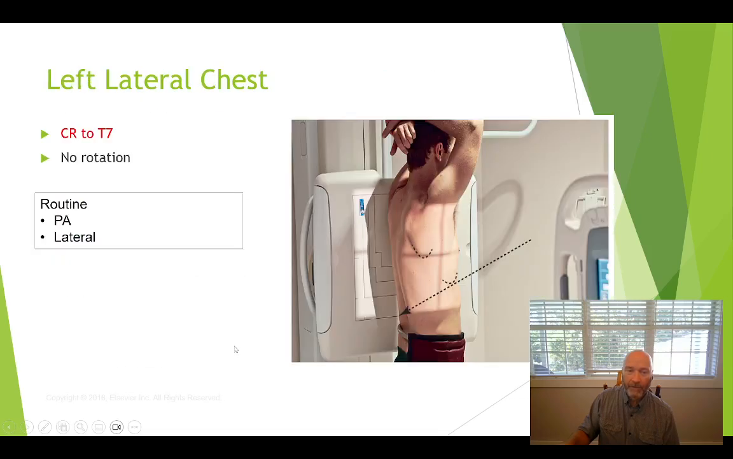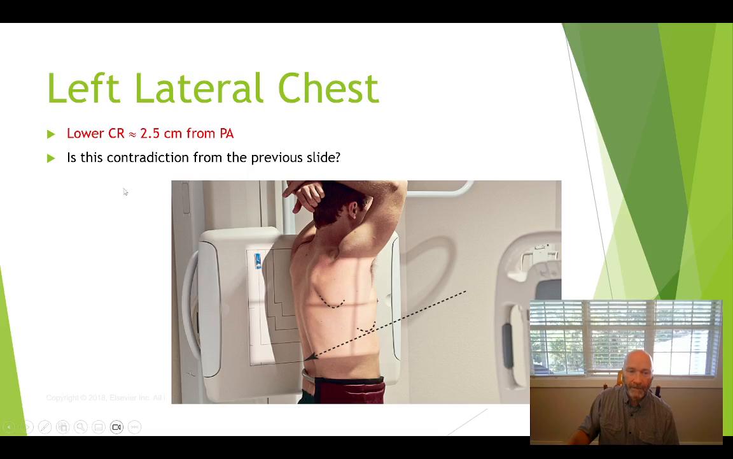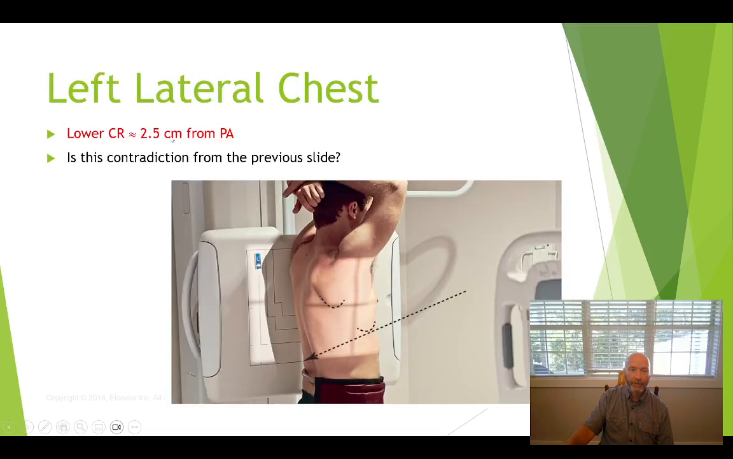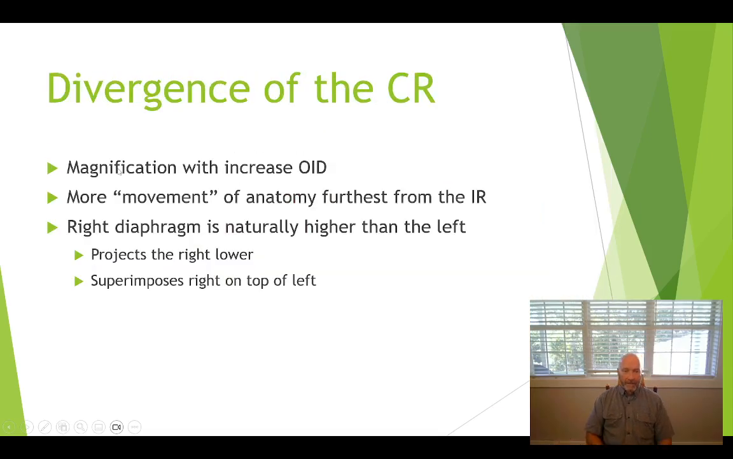it's probably a good idea to go ahead and drop your image receptor and your central ray about 2.5 centimeters. That's not a lot. That's only about a half an inch. So it's not a tremendous amount. And it seems to be a contradiction from previous slides. So 2.5 centimeters, that change is going to lower us a little bit. Is it going to lower us past the point of T7? The answer is probably not. It's only a half an inch. 2.5 centimeters is roughly half an inch. So we just talked about that and why the divergence of the central ray is going to project that right diaphragm lower.